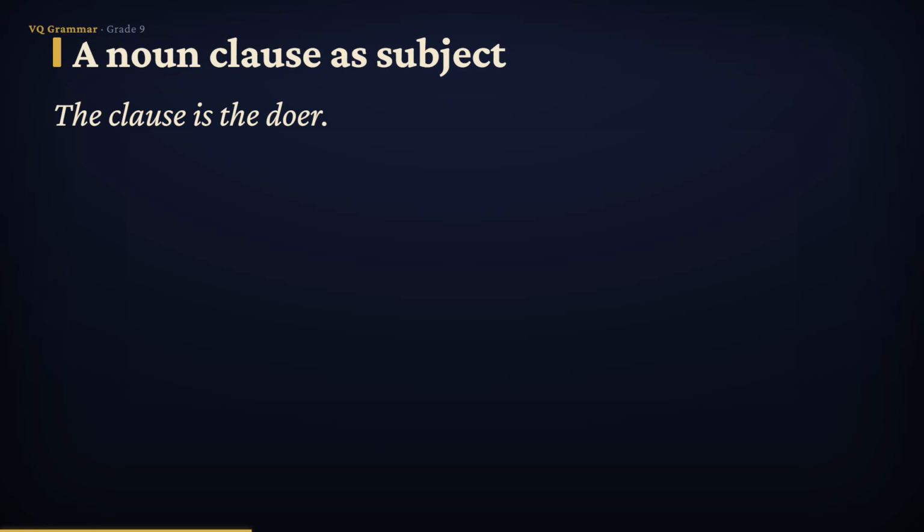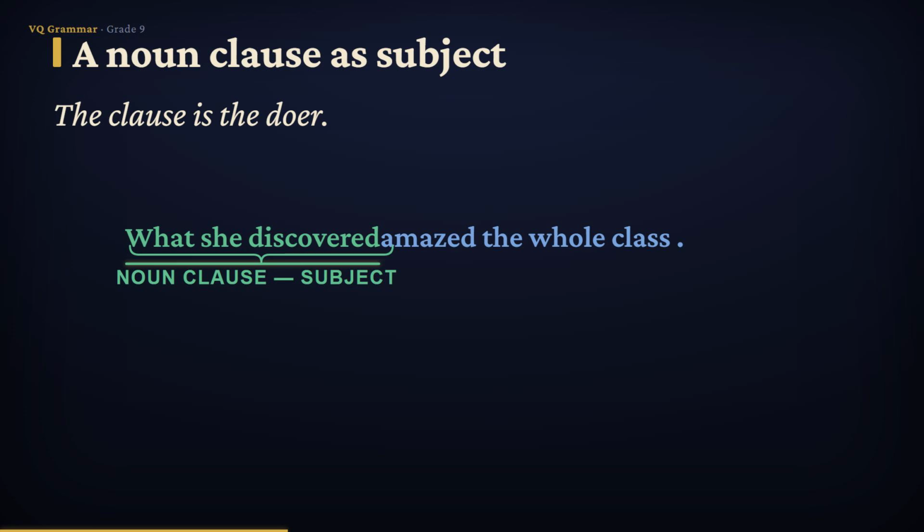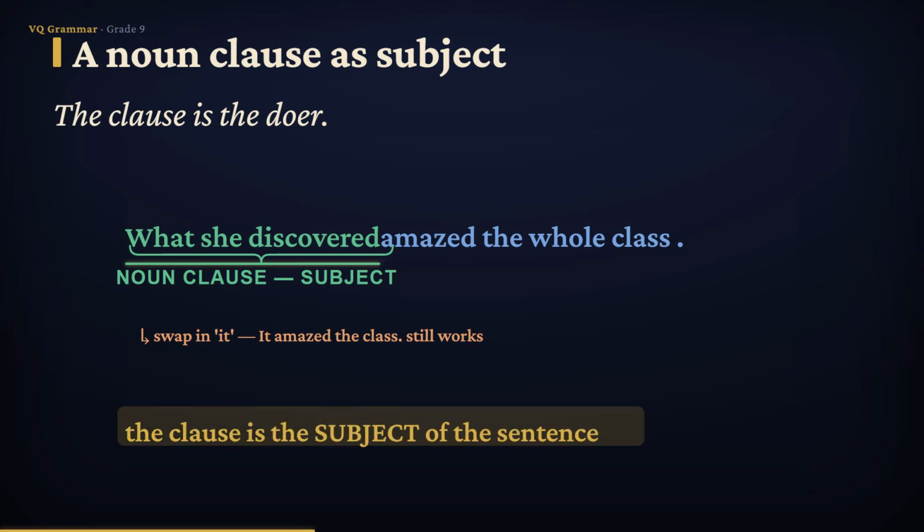Let's watch a noun clause take on its first job, being the subject. "What she discovered amazed the whole class." The subject of a sentence is what the sentence is about, the doer of the action. Here, the doer isn't a single noun, it's the whole clause, what she discovered. That entire clause is the subject. And watch the test in action. Swap in the word it, and you get, "It amazed the class." Still a perfectly good sentence. So this noun clause is doing the job of the subject.